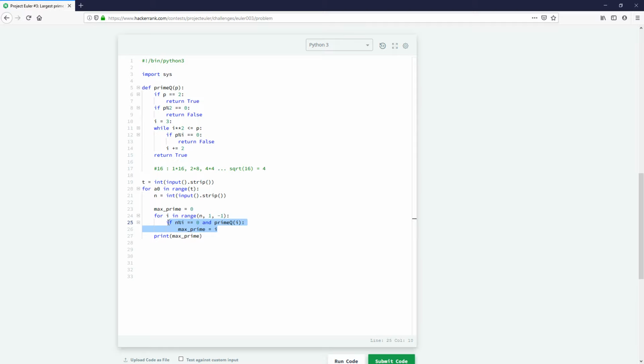And then we'll say the same thing: if n mod i is 0, i is a factor, and if i is prime, then we know that it's a prime factor. So what we'll do is simply print i, and we'll go ahead and break out of this for loop because we found the maximum factor. There's no reason to continue investigating potential prime factors when we've already found the largest one. So we can go ahead and get rid of this one.